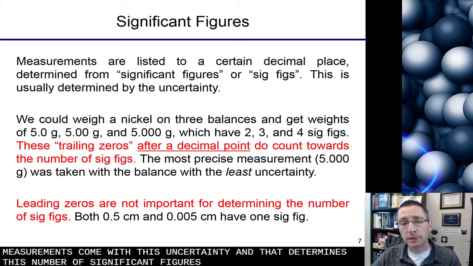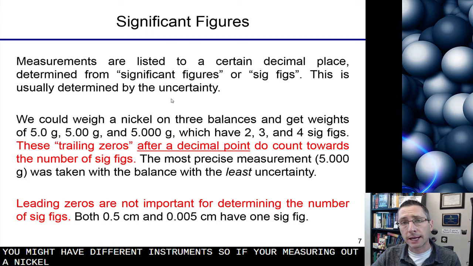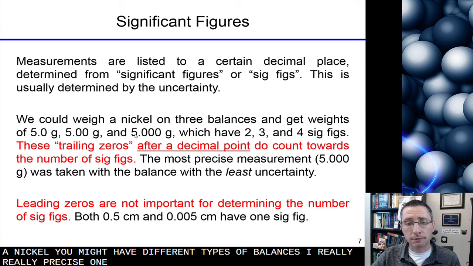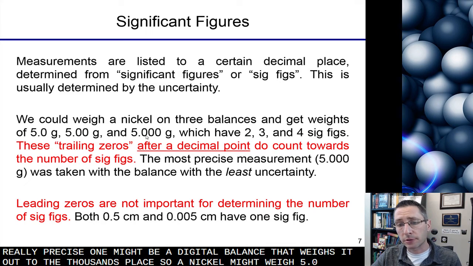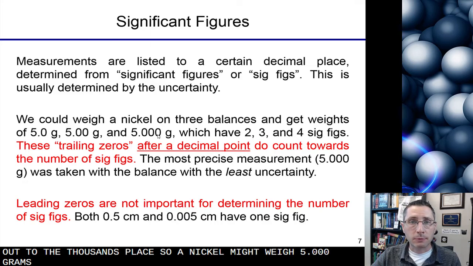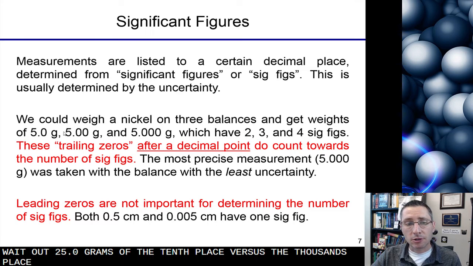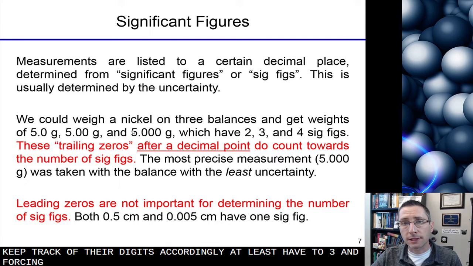We also talked about in the previous video how you might have different instruments. If you're measuring out a nickel, you might have different types of balances. A really precise one might be a digital balance that weighs it out to the thousandth place, so a nickel might weigh 5.000 grams. If you have something more rudimentary, you might only be able to weigh it out to 5.0 grams. So the 10th place versus the thousandth place. These are different levels of uncertainty, and so we keep track of their digits accordingly. These have 2, 3, and 4 significant figures.